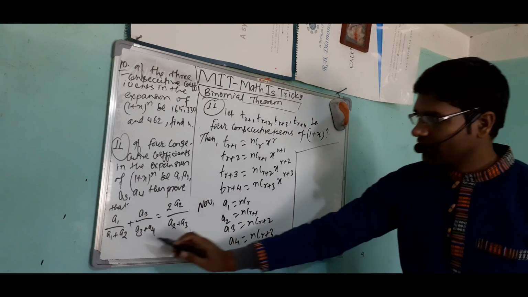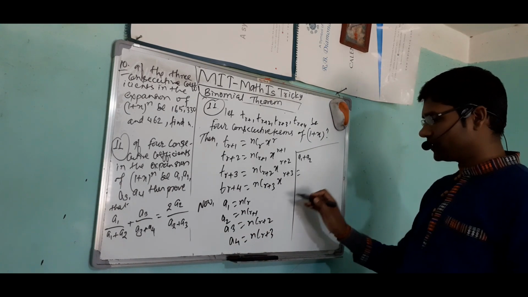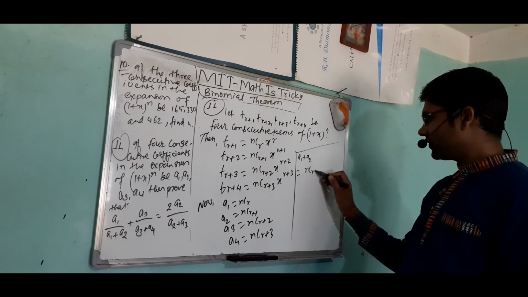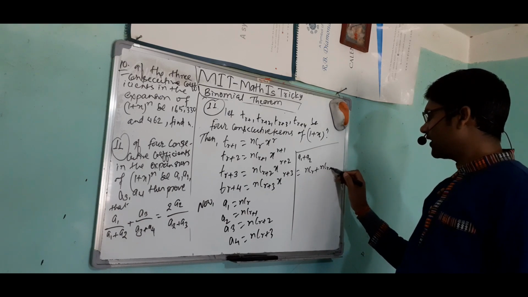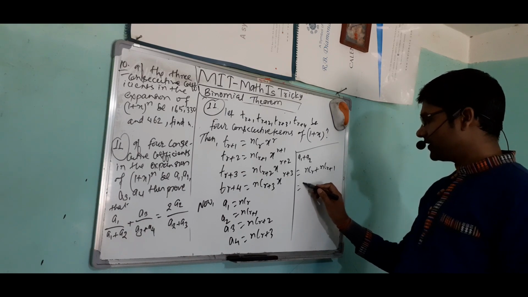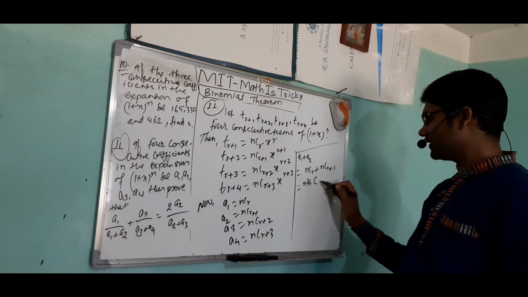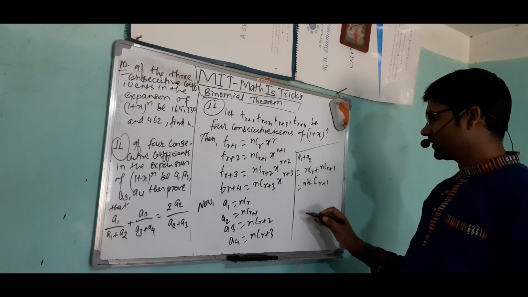So let's find the value of a1 plus a2. What will be the value of a1 plus a2? nCr plus nC(r plus 1). So we know the formula for this. It is simply (n plus 1)C(r plus 1).